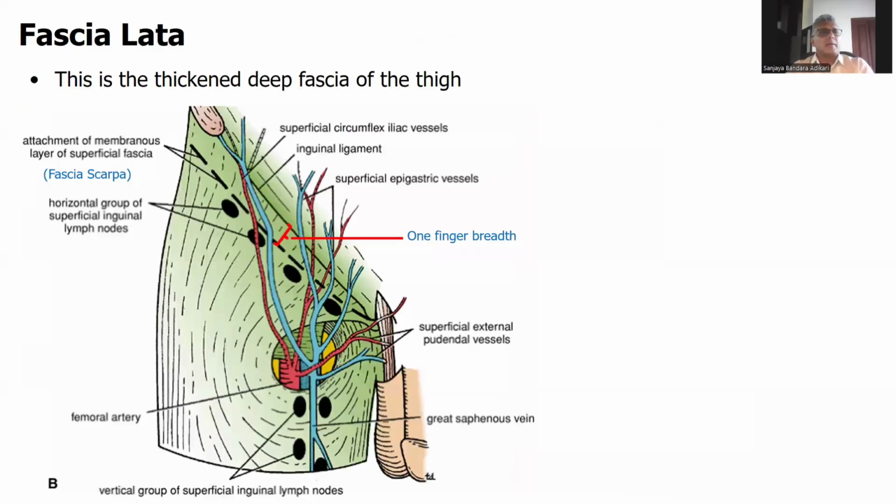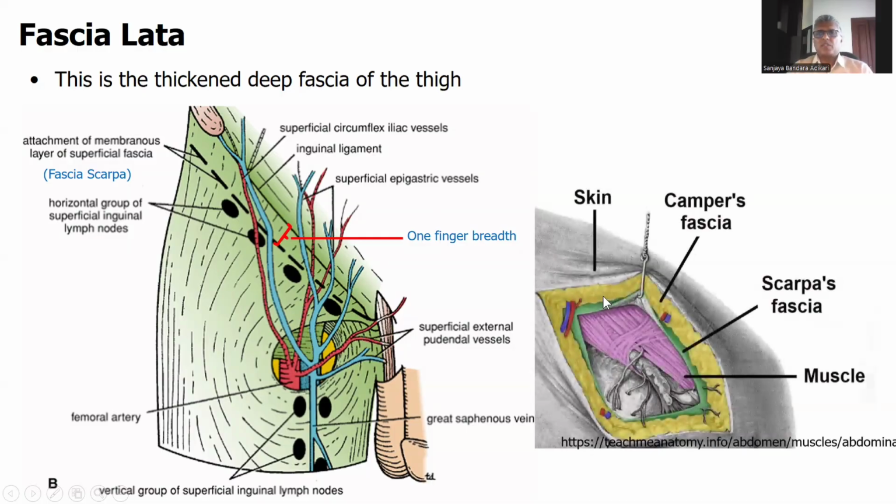Okay. Fascia lata. A few things about the deep fascia of the thigh, because it's a special fascia. It's a very thick fascia, and it's arranged like a stocking. That's the usual description of the fascia lata. Before we talk about the attachment of fascia lata, one important thing, the abdominal fascia. Now in the abdomen you have two types of fascia: the fatty layer of superficial fascia and the membranous layer of superficial fascia. The fatty layer is called Camper's fascia, and the membranous layer is called Scarpa's fascia.